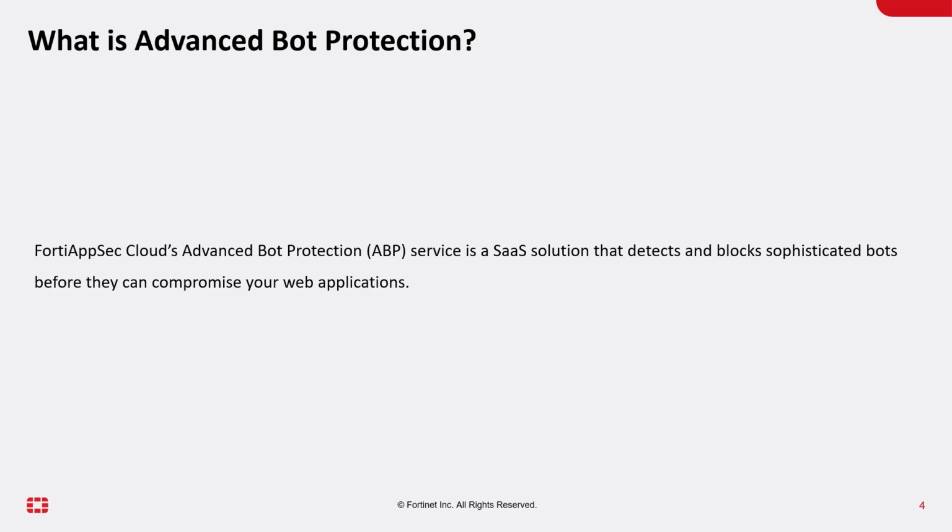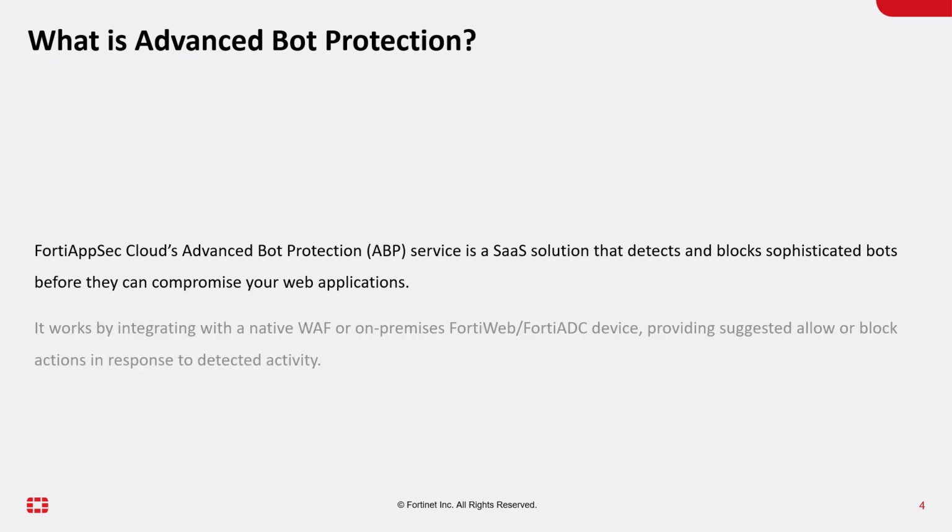FortiAppSec Cloud's advanced bot protection service is a SaaS solution that detects and blocks sophisticated bots before they can compromise your web applications. It works by integrating with the native WAF or an on-premises FortiWeb/FortiADC device, providing suggested allow or block actions in response to detected activity.